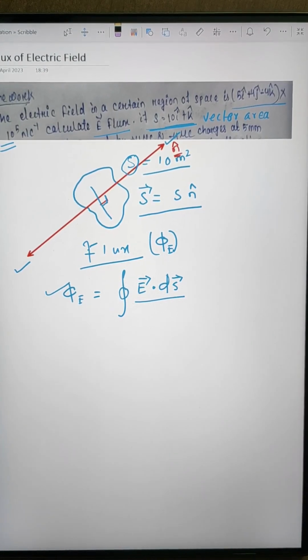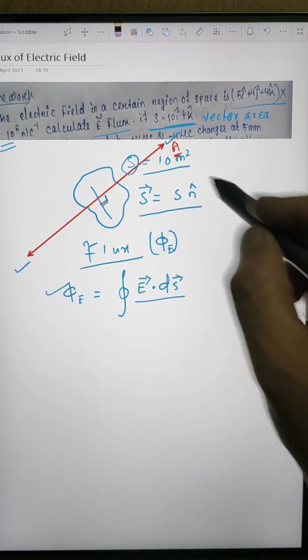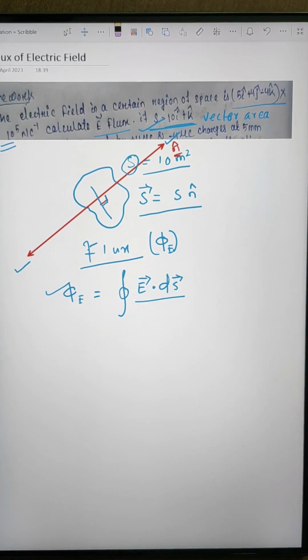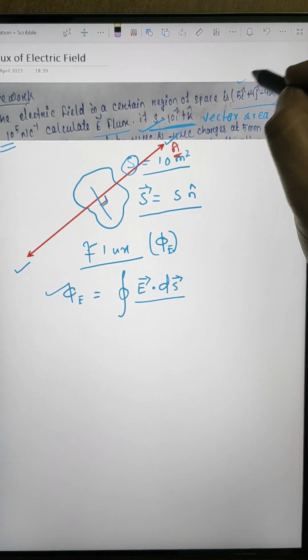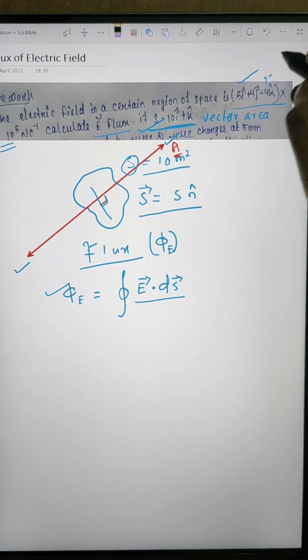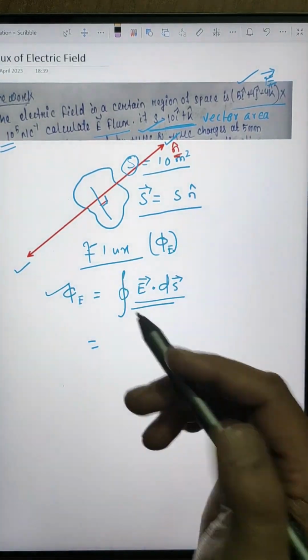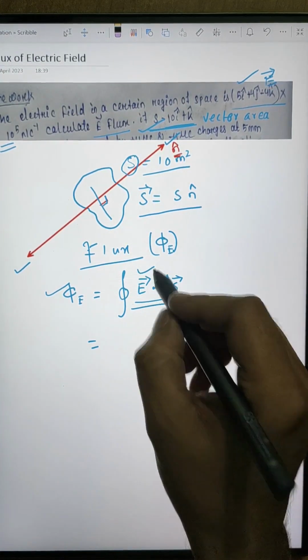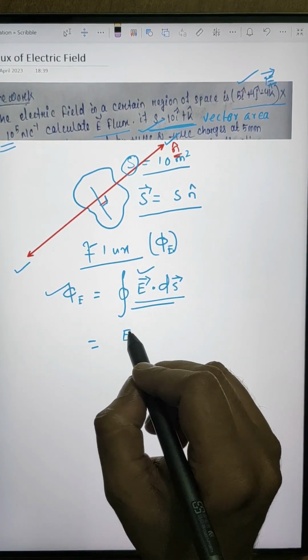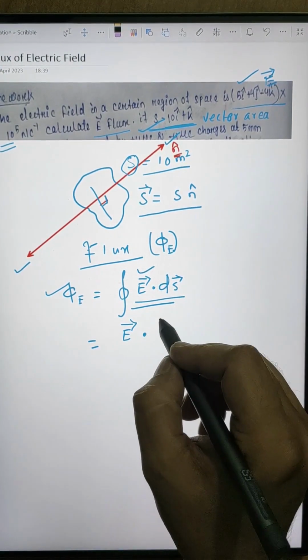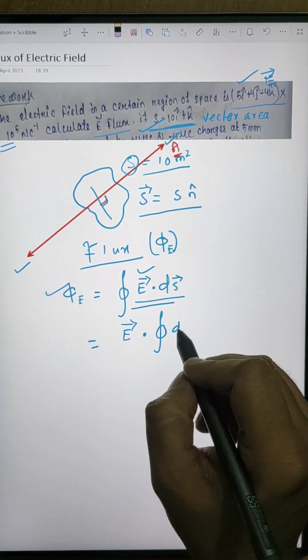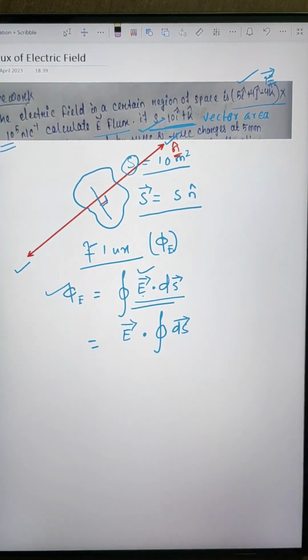In this particular question, the area is constant over time and space. There is no variable of space or time in the area, neither is there any variable of space or time in the electric field, right? So in this question, we can rewrite this integration: since the electric field is a constant, we can take E out, then dot the integration of dS, because the electric field is a constant.